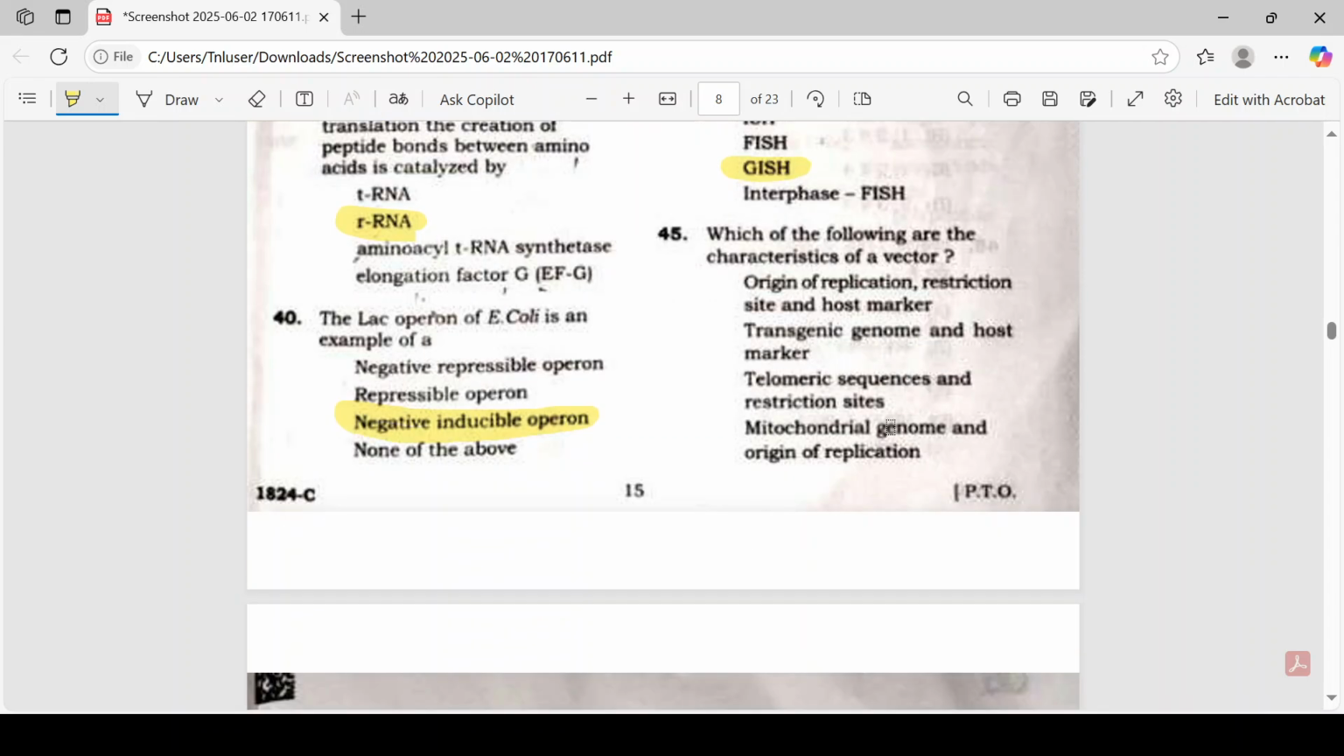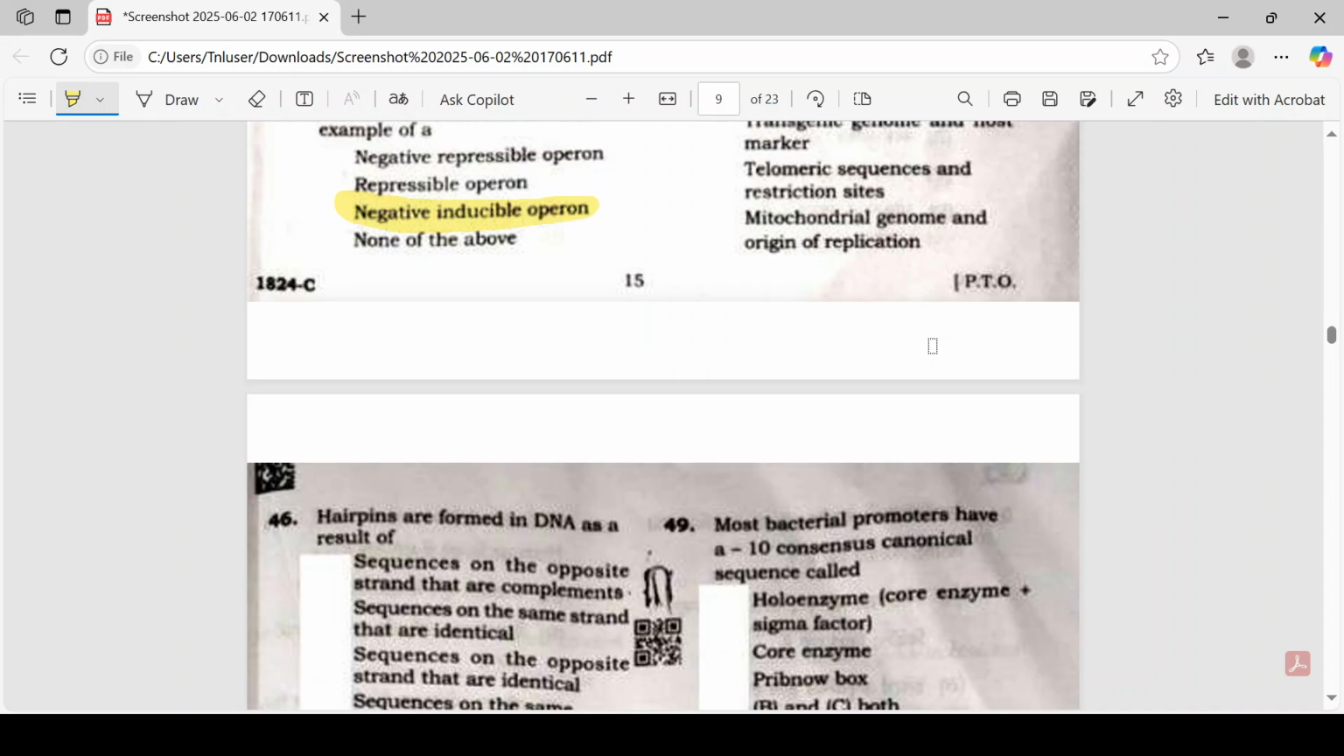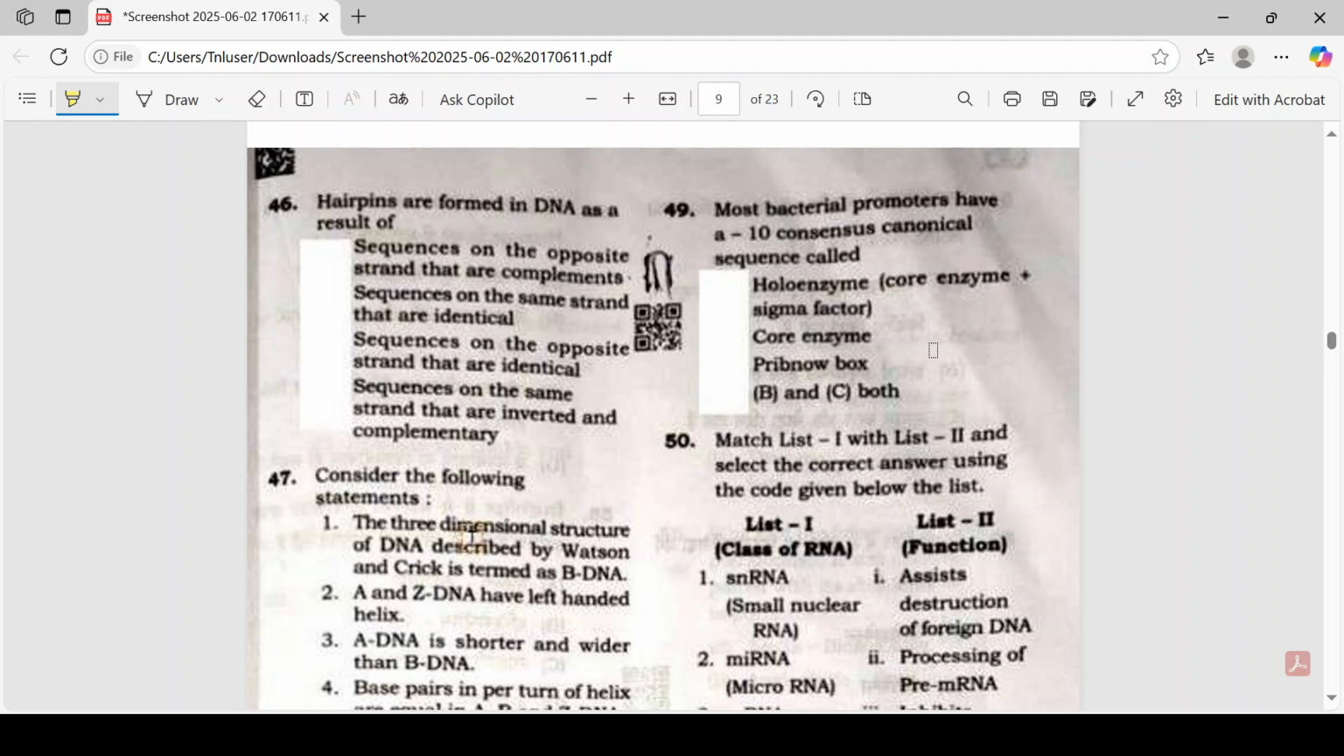Alright, which of the following are the characteristics of a vector? So yes, easy question, origin of replication, restriction site and the host marker. Okay, this will be the correct answer. Let's now move to question number 46. Hairpins are formed in DNA as a result of. We are discussing question number 46. So the correct answer to this question will be option number D. Sequences on the same strand that are inverted and complementary. So yeah, that will be the correct answer over here.